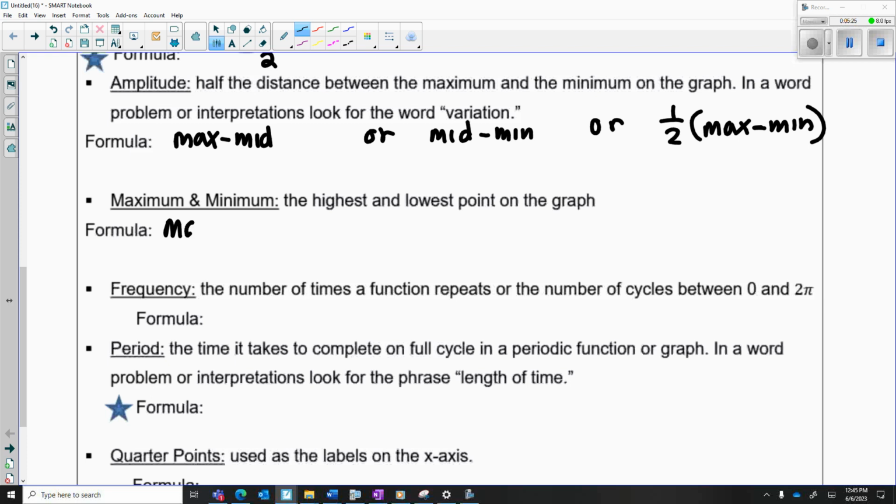To get the maximum, we do midline plus amplitude. And to get the minimum, we do midline minus amplitude.